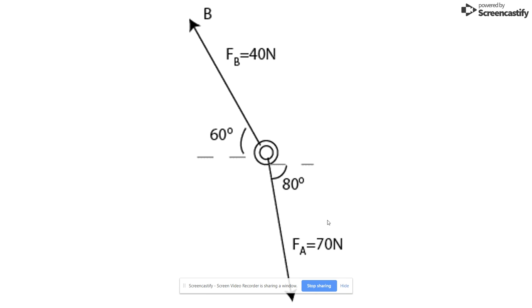All right, in today's video, I'm going to go over how to find the total net force, what is sometimes called the resultant force. Here on the screen, you can see we have two forces: a 40 Newton force at 60 degrees, and a 70 Newton force at 80 degrees. So the first thing we're going to do is find the components of those forces.